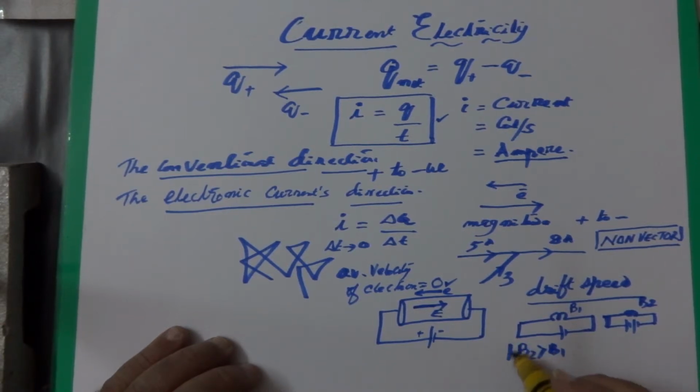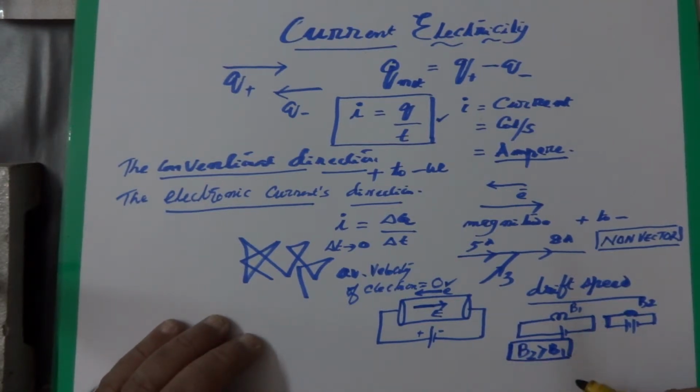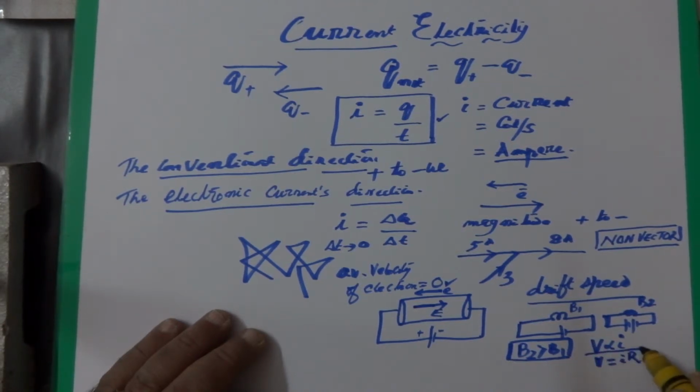So it can be verified with a simple setup of a bulb and a cell. That means the more the potential, the more the current, because the brightness of the bulb is directly related to the current passing through the bulb. So V is directly proportional to I. Or if you want to write it with a constant, V is equal to IR.